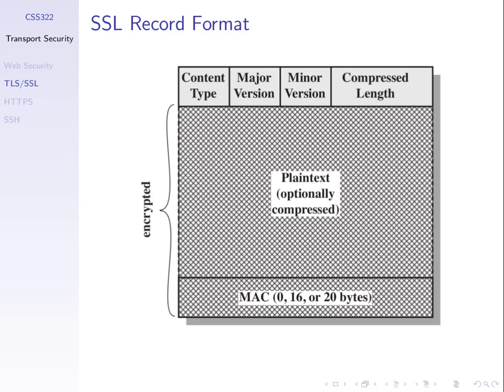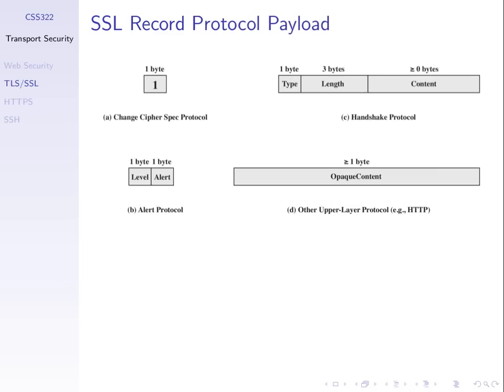This is just the value of the content type. No need to go through this one. So there are 4 types of content: change cipher spec, handshake, alert, or the application protocol. We don't want to go into the details of how the protocol works, just the basic concepts, and we'll go through an example to see it.